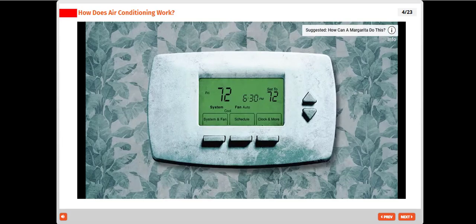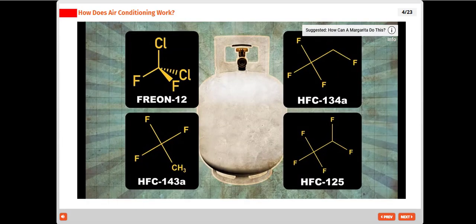Jeez. While the refrigerant could be practically any substance, there are some chemicals that do the job better than others, and these refrigerants have a checkered history.